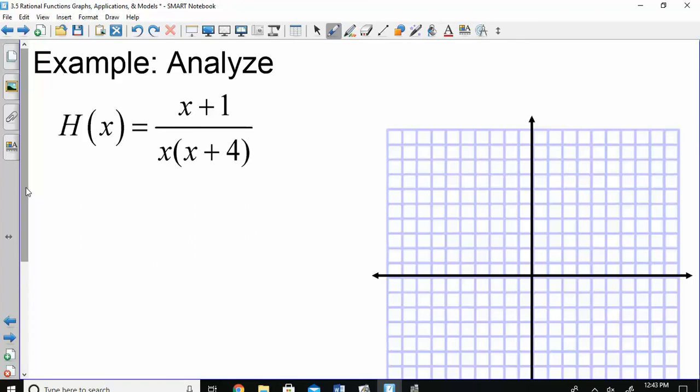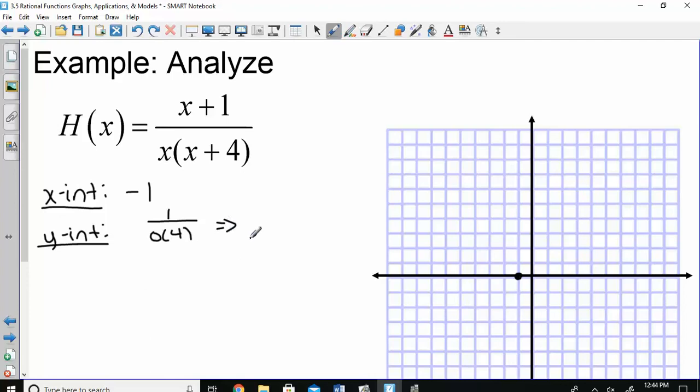So first step is to factor everything, but I've already done that for you. Then we reduce, but nothing cancels out, so we can jump right into our intercepts. X-intercept, that's when y equals 0, which in a fraction is really just when the top is 0, so that would be -1. Y-intercept, you plug 0 in for all of your x's, and you get 1 over 0, which means none.